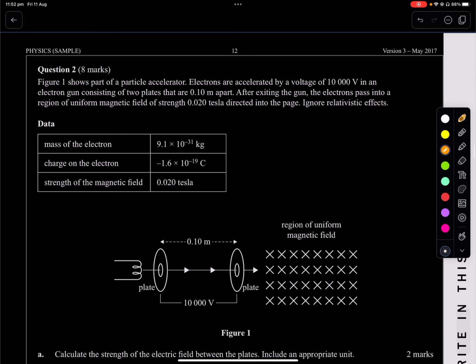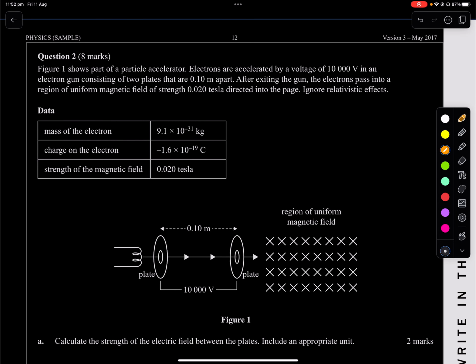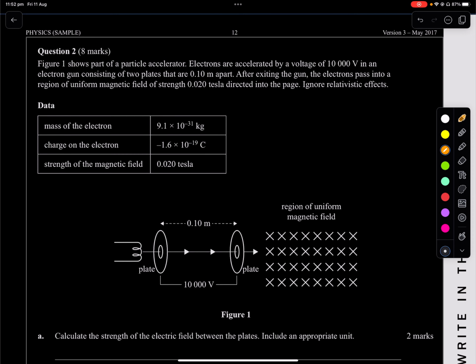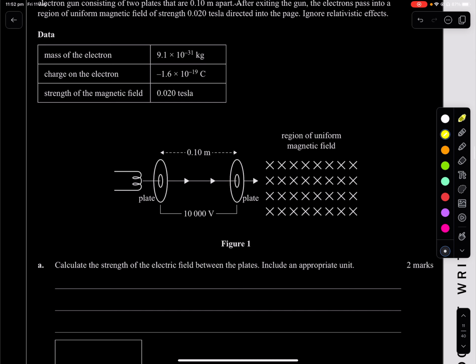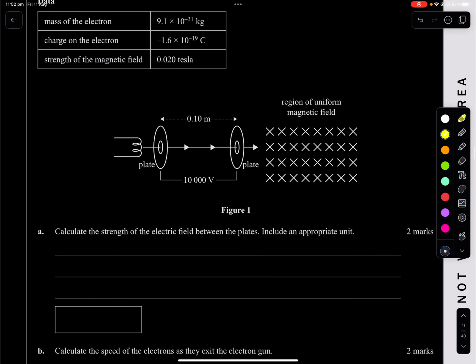Figure 1 shows a part of a particle accelerator. Electrons are accelerated by a voltage of 10,000 volts in an electron gun, consisting of 2 plates that are 0.1 meters apart. After exiting the gun, the electrons pass into a region of uniform magnetic field of strength 0.02 Tesla directed into the page. Ignore relativistic effects. So we have the mass of the electron, the charge, and the strength. Give the strength of the electric field between the plates.